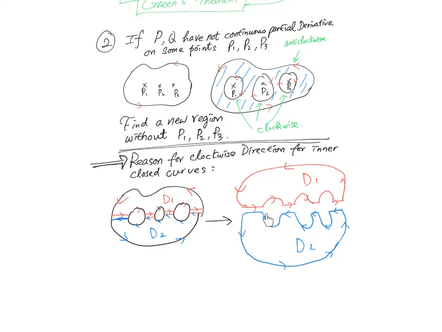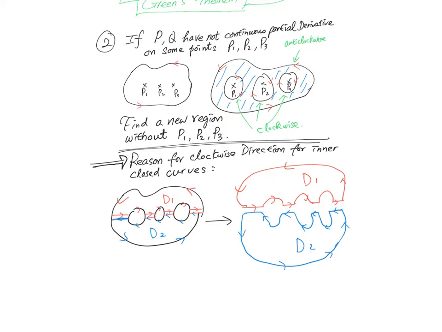This one is clockwise in direction. That's the reason when P and Q do not have continuous partial derivatives at some points P1, P2, P3, P4, and P5 and so on.